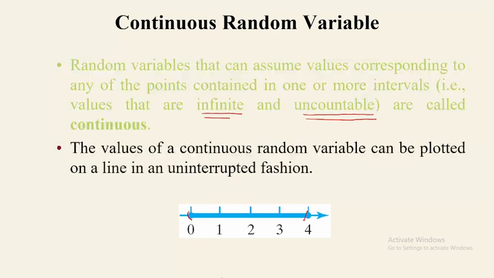Right? So the values of a continuous random variable can be plotted on a line in an uninterrupted fashion. So here, all these points are filled. There is no interruption between 0 to 4.